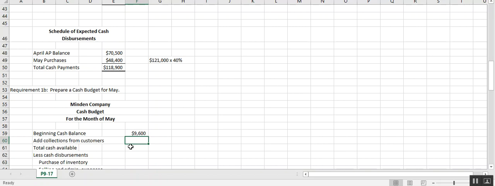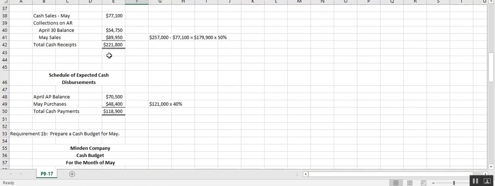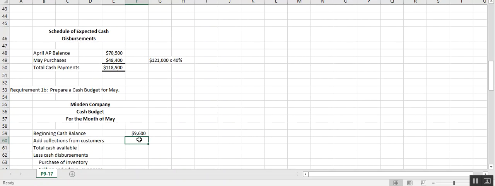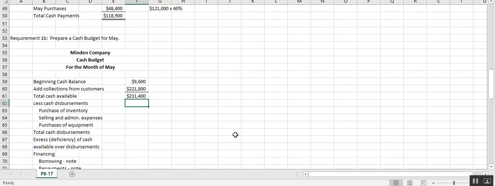And then we're going to add our collections from customers. And that comes from up here. So we calculated the schedule of expected cash collections. So this $221,800 comes down here. And then we have total cash available, and that's where I forgot my line, so let me put that in there. So our total cash available would be the cash we started with plus the cash we collected. So that's just the total of those two. It says $231,400. Now we're going to take out our disbursements.